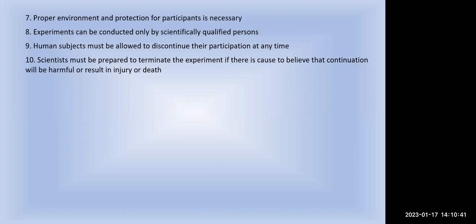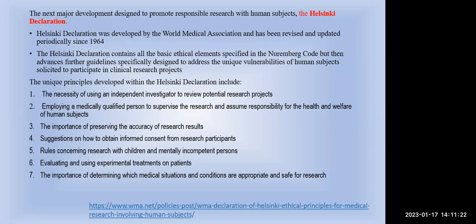So proper environmental protection will be very important. The experiment must be conducted by scientifically qualified persons, and any human participant should be allowed to discontinue. They should have this right to stop participating at any time. And scientists must be prepared to terminate the experiment if it causes any harm or results in serious injury or death to the participants. So these are the main principles of the Nuremberg Code.